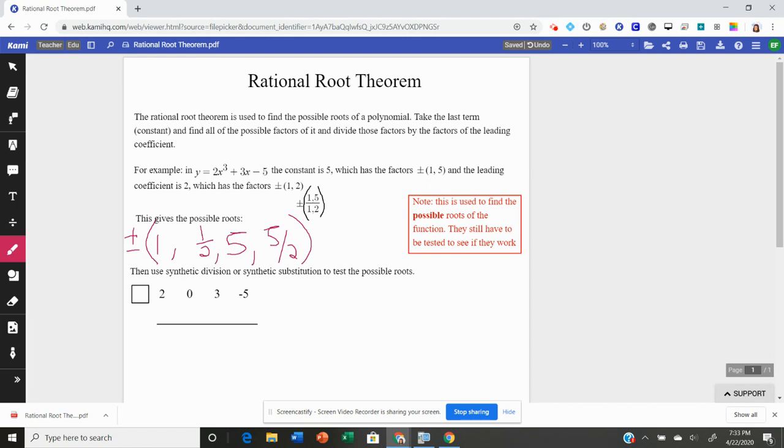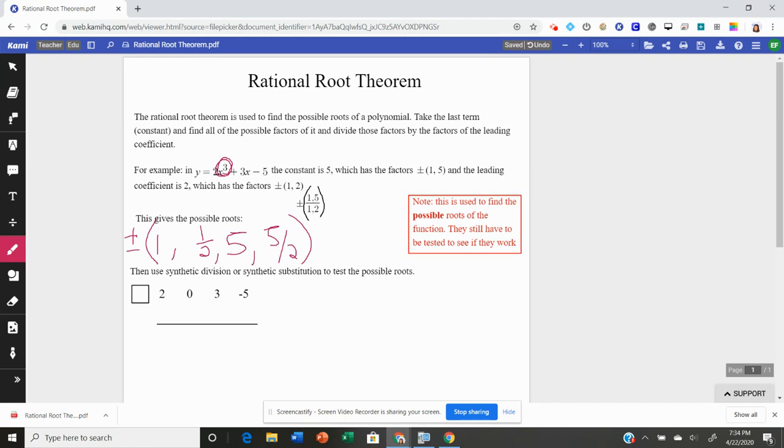Keep in mind, we don't have to test all 8. Sometimes we will, sometimes we won't. We know at most, because we're looking at a cubic here, we will have 3 roots to our polynomial. So if we start testing and we find 3, we know we're officially done. We've hit the max. All right, so let's take a look at our examples and let's start testing.